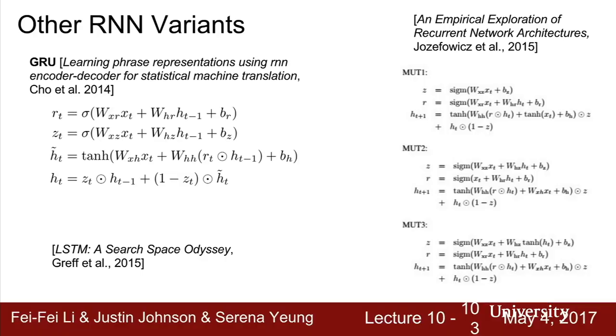Very briefly, you'll see a lot of other types of variants of recurrent neural network architectures out there in the wild. Probably the most common, apart from the LSTM, is the GRU, called a gated recurrent unit, and you can see those update equations here. It has a similar flavor to the LSTM, where it uses multiplicative element-wise gates together with additive interactions to avoid the vanishing gradient problem.